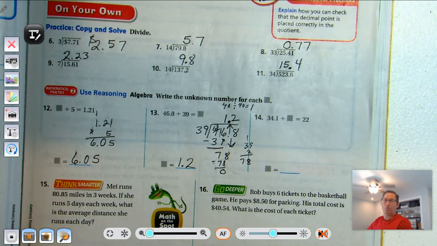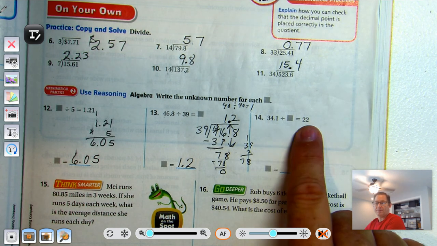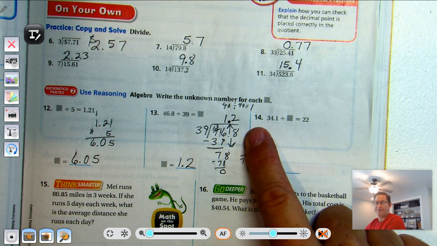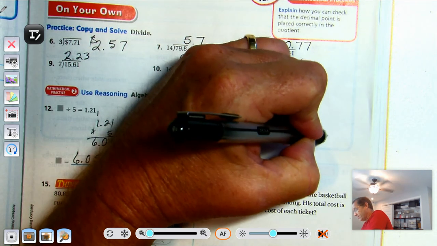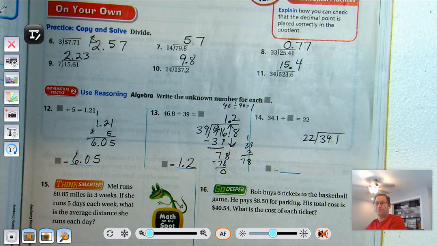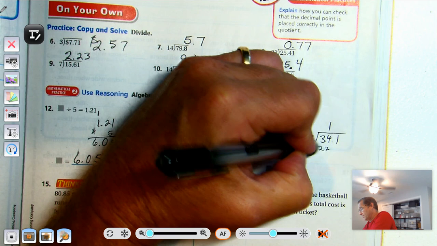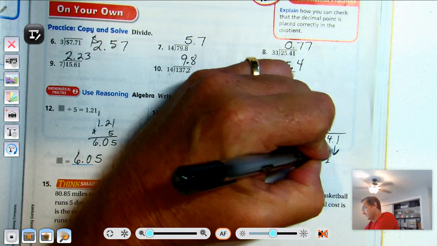And finally, number 14, 34 and 1 tenth divided by something is 22. Well, we know that the divisor times the quotient gives me the dividend. Well, that means I can switch these around. I can actually divide 34 and 1 tenth by 22. Okay, well, that leaves me a remainder of 12. I have the 1 tenth still to bring down.